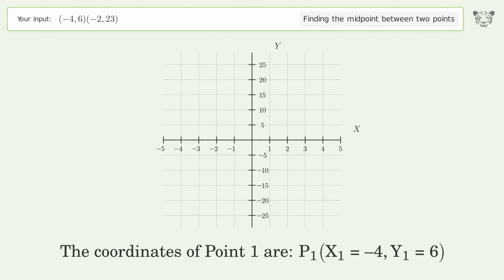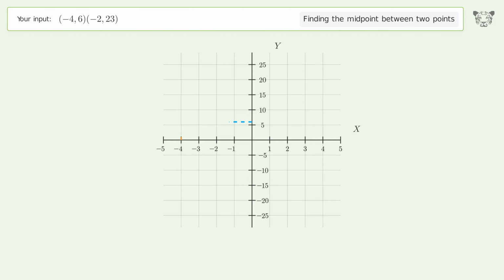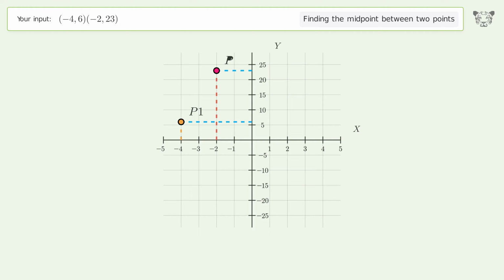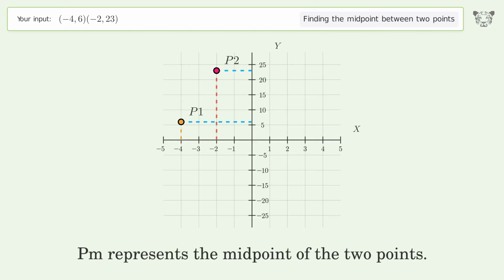The coordinates of point 1 are x1 equals -4, y1 equals 6. The coordinates of point 2 are x2 equals -2, y2 equals 23. PM represents the midpoint of the 2 points.